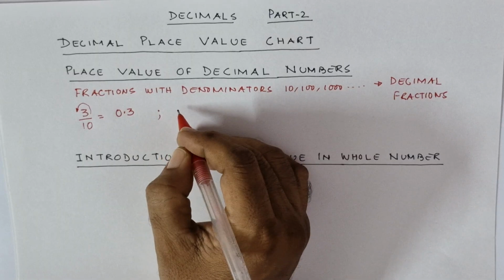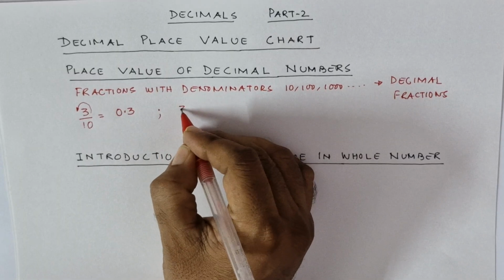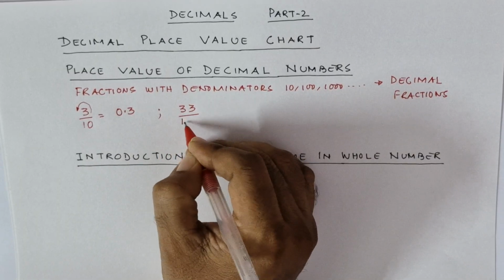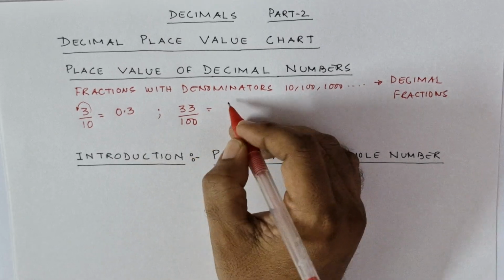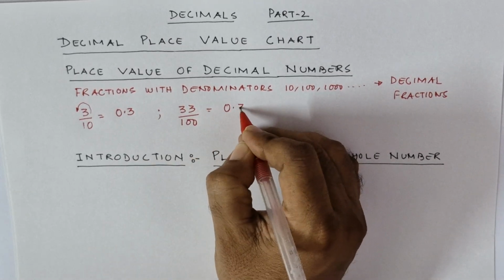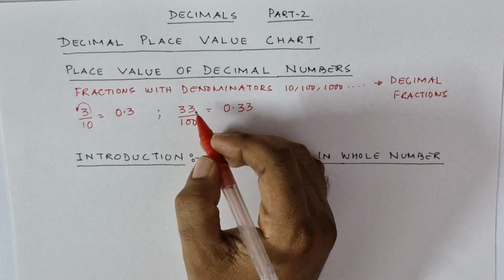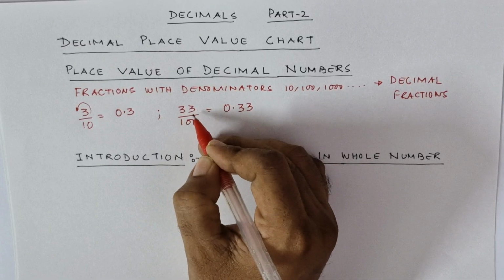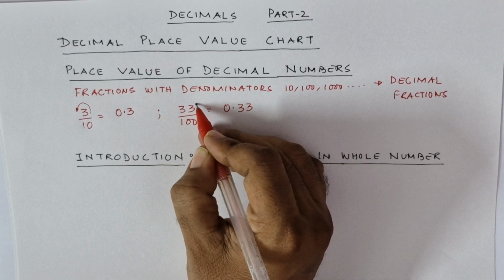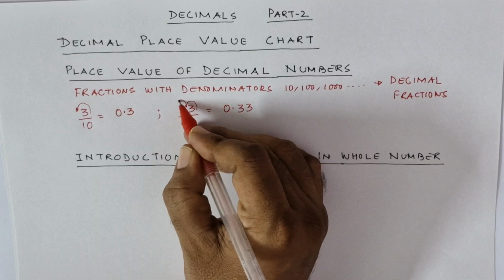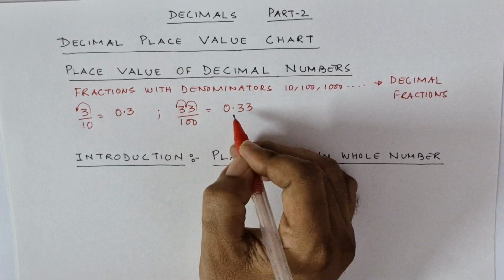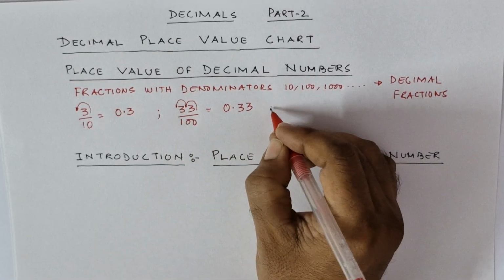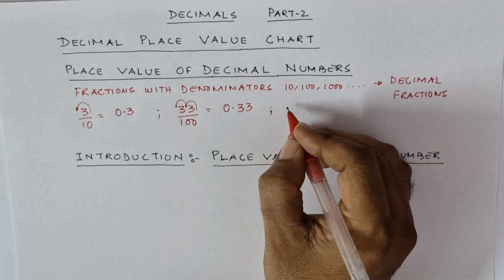See, another example, 33 by 100, right? So we can write it as 0.33. Why? Imagine the point lies here. There are 2 zeros in the denominator. So we'll move 2 places, 1 place and 2 places. The point lies here now. See here. So remember this one. It will help you.